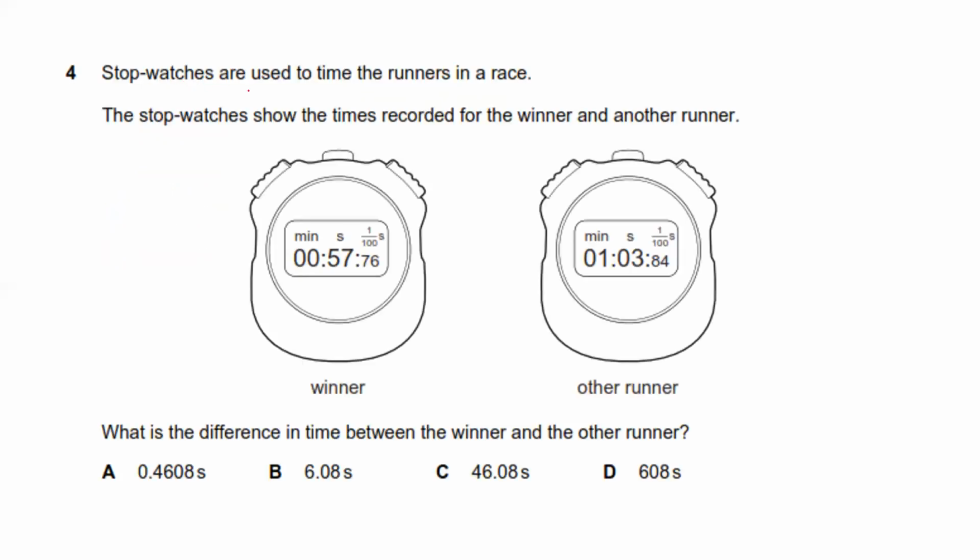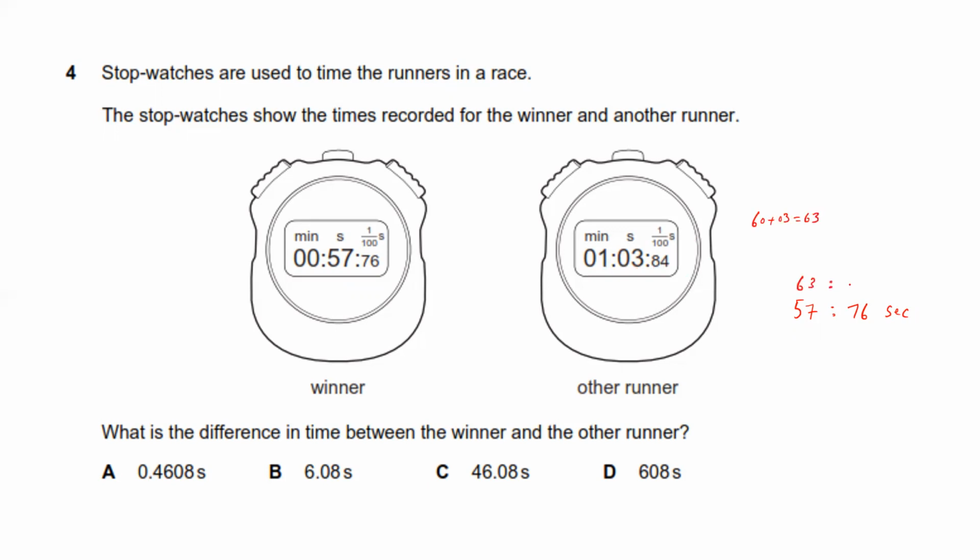Question number 4, it says stopwatches are used to time the runners in a race. The stopwatches show the times recorded for the winner and another runner. What is the difference between the winner and the other runner? So one stopwatch is showing 57 seconds and 56.76 seconds. The other is showing 1 minute and 3 seconds. So technically this is 60 plus 3, 63 seconds.